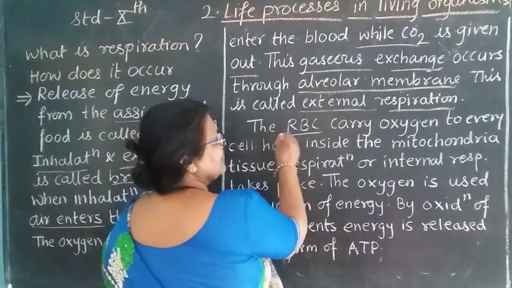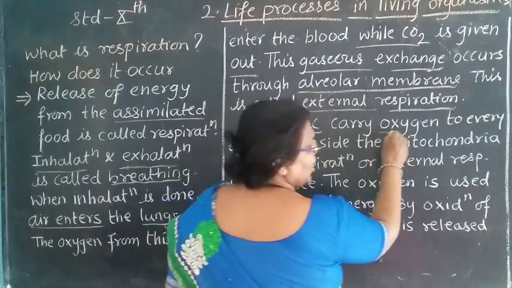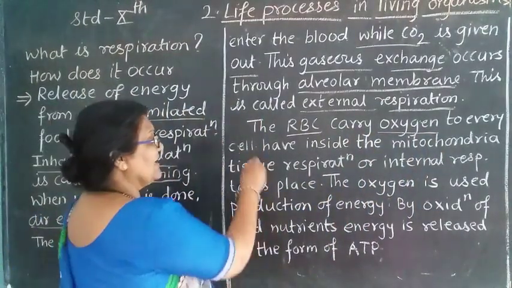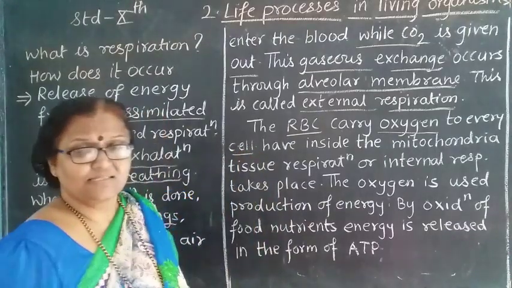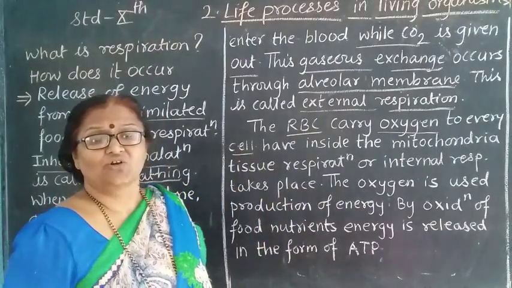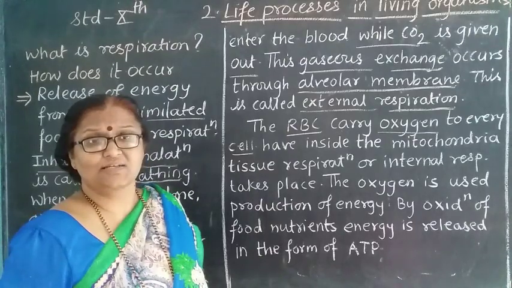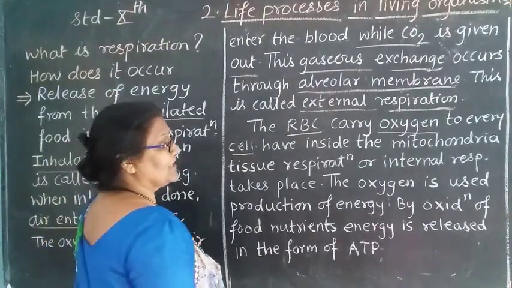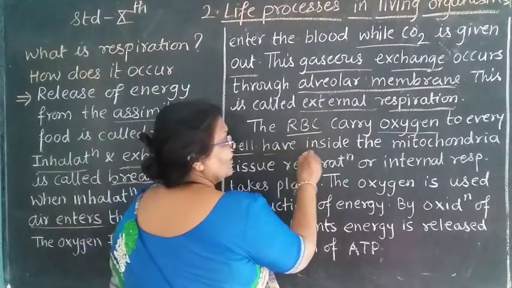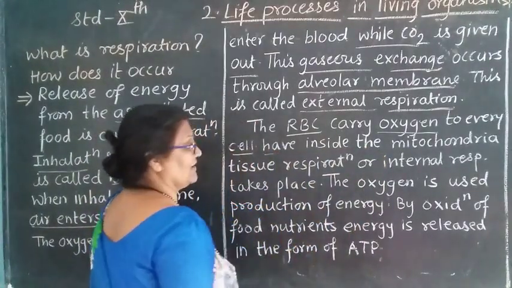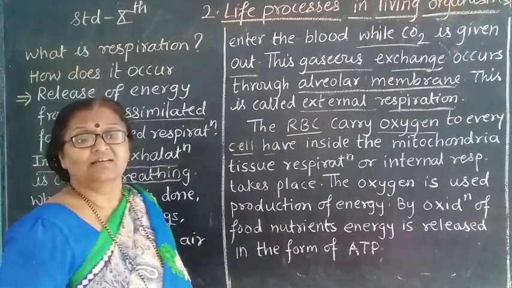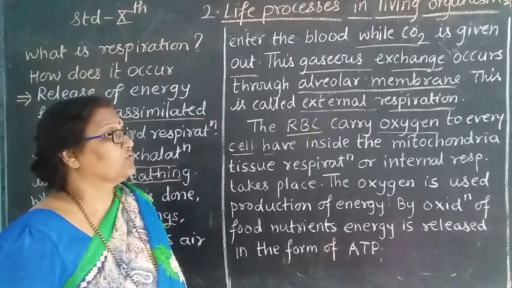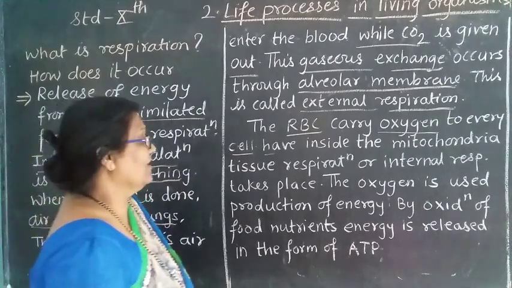So what happens here? RBC carries oxygen. Now it carries oxygen to each and every cell. This is very important because it not only absorbs the oxygen but carries it to each and every cell of the body. Now see what is there inside the mitochondria. So it also carries the energy, or you can say oxygen, towards the mitochondria also.